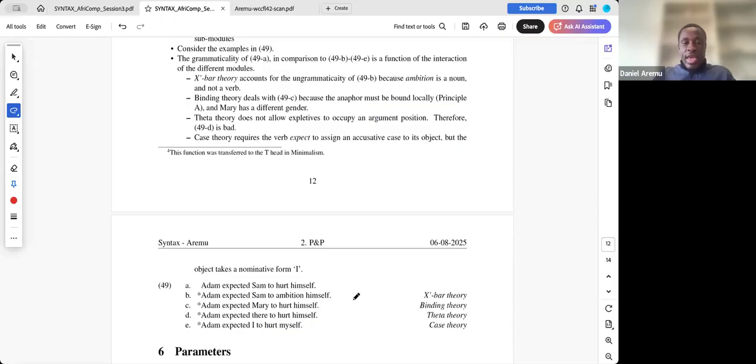Now, we can actually use X-bar theory to explain why 49b is ungrammatical. If you say Adam expected Sam to ambition himself, that is not fine. Why? X-bar theory explains that, and that is because ambition is a noun, and we know that himself is also a noun that must be selected by a verb. Remember our X-bar structure. This is our X-bar structure. Again, in case maybe you've forgotten, it's when you have XP, and then there is a spec.